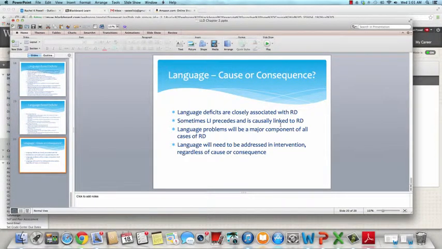So is language a cause or a consequence? They are definitely closely associated with reading disabilities. Sometimes language impairment precedes and is causally linked to reading disabilities. But language problems will be a major component of all cases of reading disabilities, even if it's not the cause, even if it doesn't precede. Language problems will manifest themselves later whenever their vocabulary growth slows due to their lack of reading and exposure. So language will need to be addressed in intervention regardless of cause or consequence.